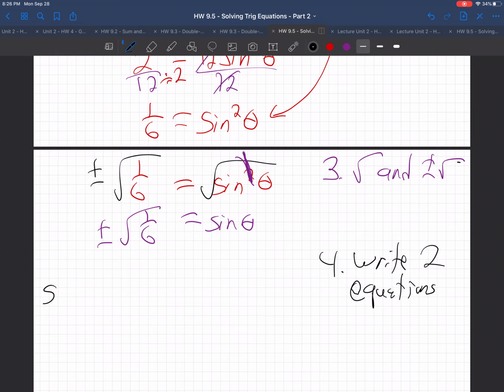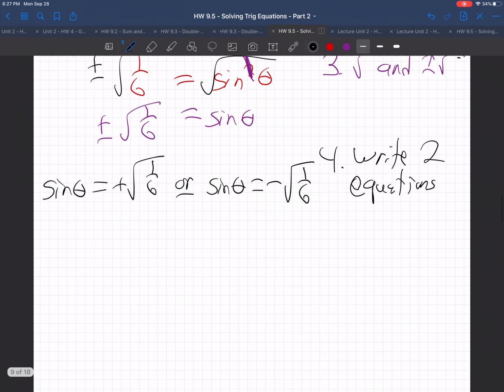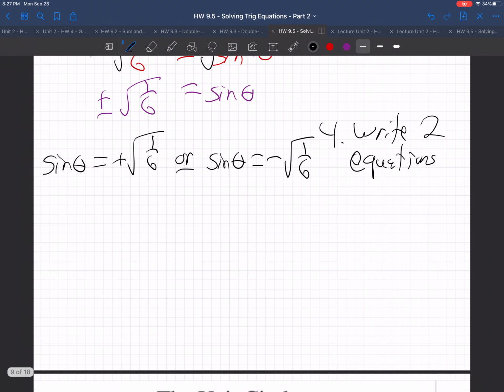Just separate them. So write sine of theta is plus square root of 1/6, or sine of theta is minus the square root of 1/6, right? Just two separate, the plus and the minus. Just break it into 2 separate equations. Now we've got to solve both of those equations. How do we do it?